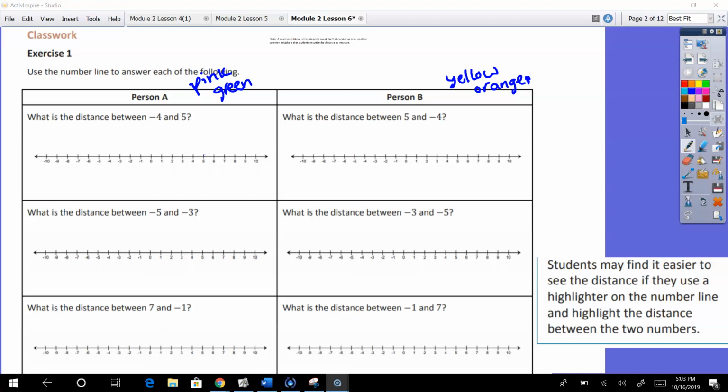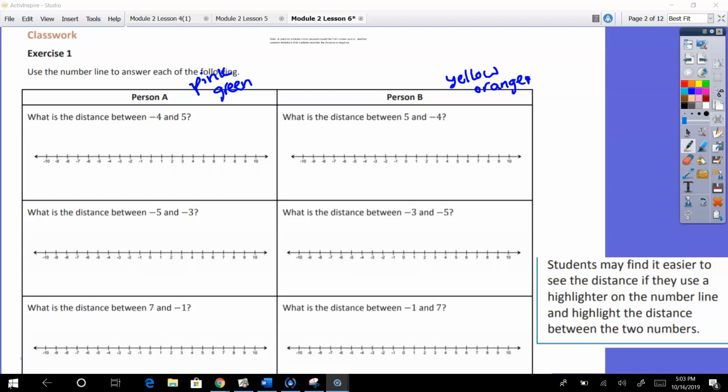So we're going to pause the video. Person A, you will work independently, and then person B will also be working independently. Once you've done all three, then you will share your answers together and compare them.